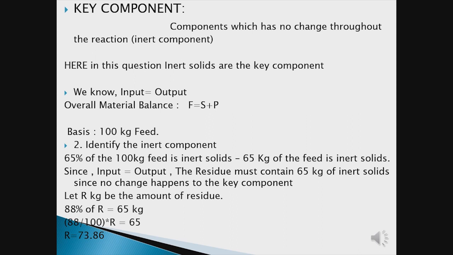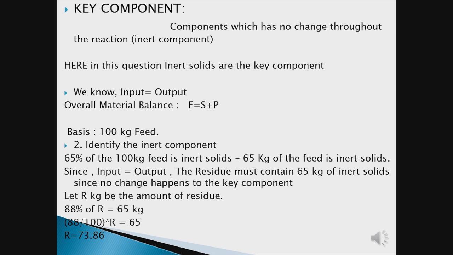Now the second step is to identify the inert component. 65% of the 100 kg feed is inert solids. In the question, it is given that 65% of the soybean is inert solids, right? We have taken 100 kg of soybean as feed to the extractor, and 65% of it is the inert component. So 65 kg of the feed is inert solids.